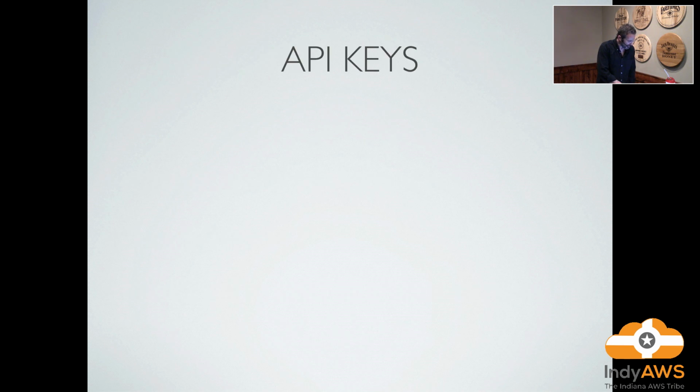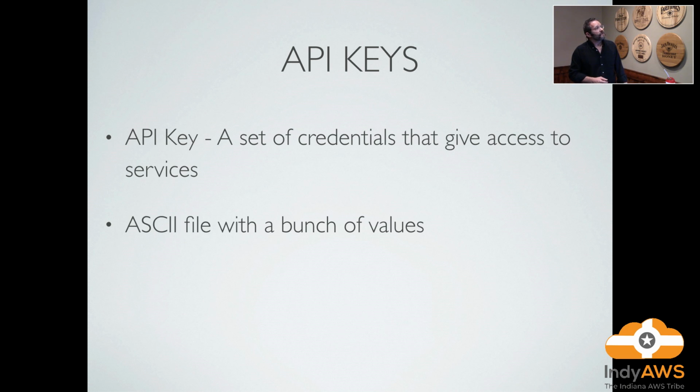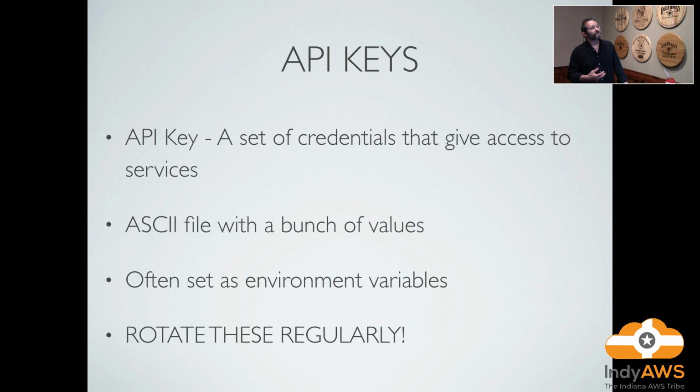All right. API keys. An API key is a set of credentials that give access to a service. So think of this as a username and password for machine-to-machine communication. Okay? So basically big binary hexes, or big actually ASCII hexes that are generated. And you typically, these get stored on an AWS instance in tilde/aws/credentials. They often are set as environment variables.